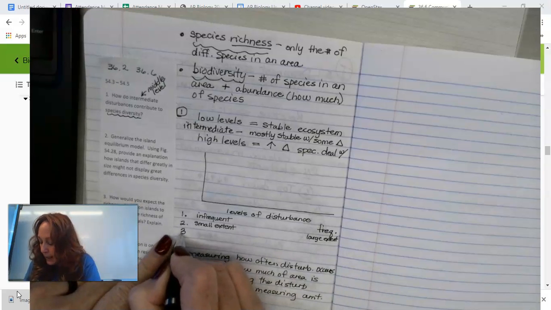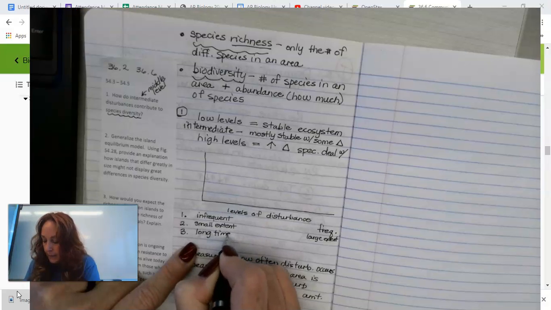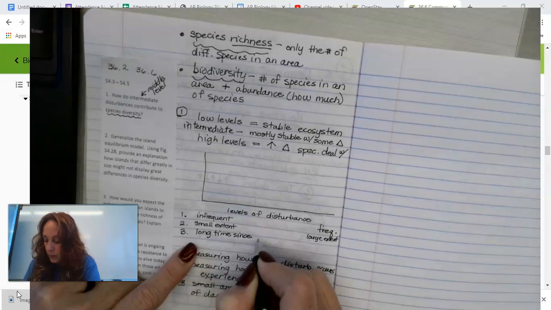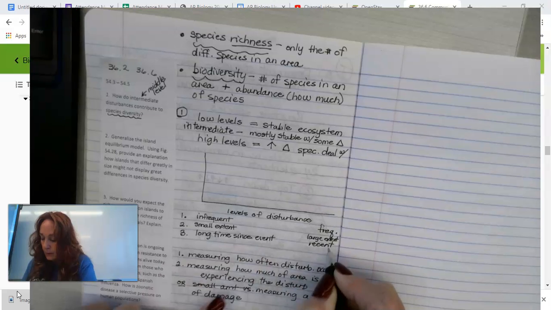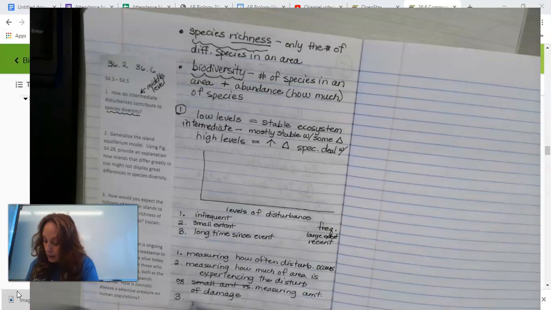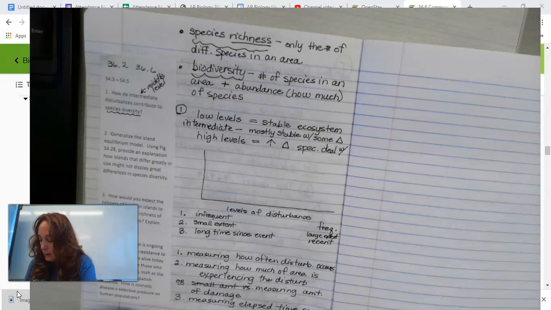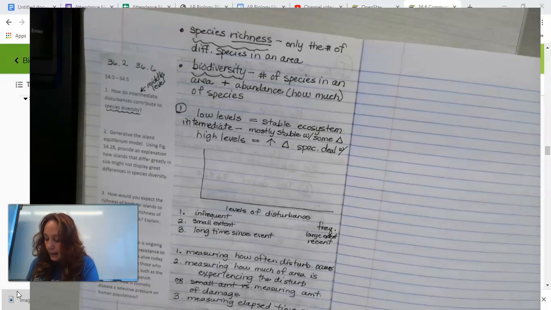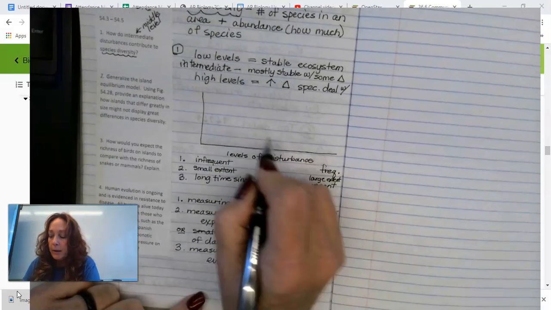It could be time. So this has been a long time since the event. And over here it's been recent. Okay, so 3. So you could be measuring elapsed time since the event.